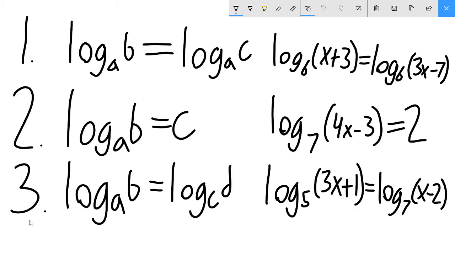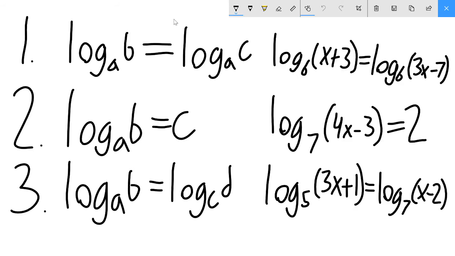Then the third type of logarithmic equation, which I'm not going to be teaching in this video, but I may make a video on it soon, is where there's a logarithm in base a with any value for b. Then there's a logarithm which could be in any base c and any value for d. So as you can see in the example, it's logarithm to base 5 with the value 3x minus 1 for b, which is equivalent to a logarithm in base 7 with the value of x minus 2 for d.